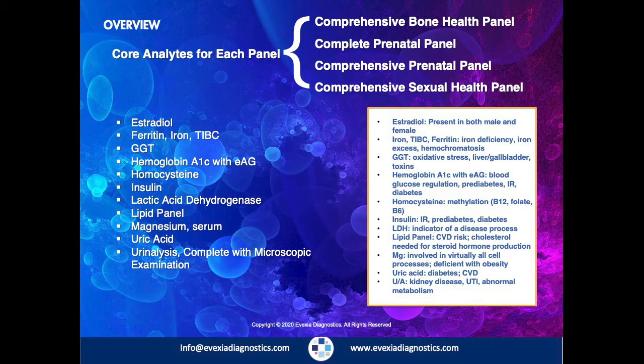The last core analyte or test is the urinalysis with microscopic examination. Now, many disorders can be detected in their early stages by identifying substances in the urine. The urinalysis is an important tool for assessing the chemical constituents in the urine and the relationship to various disease states such as urinary tract infection, diabetes, and kidney disease.